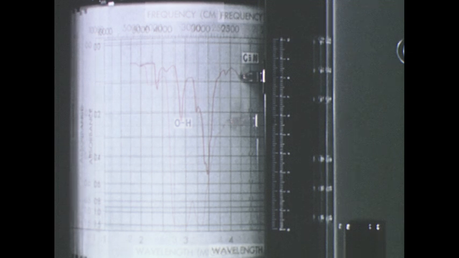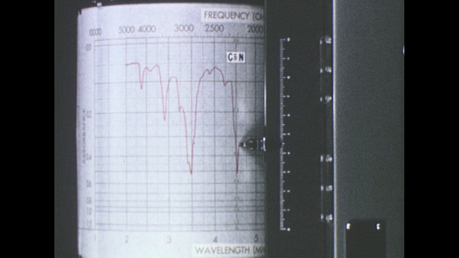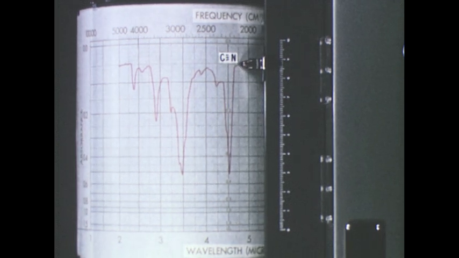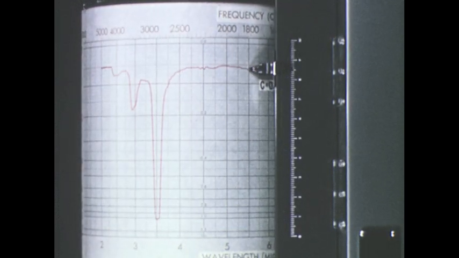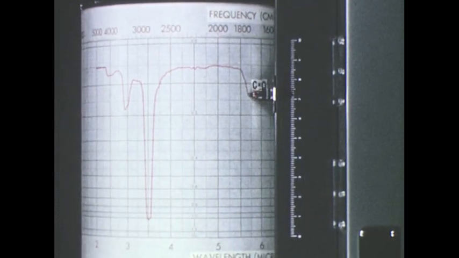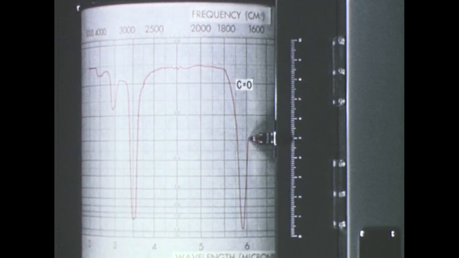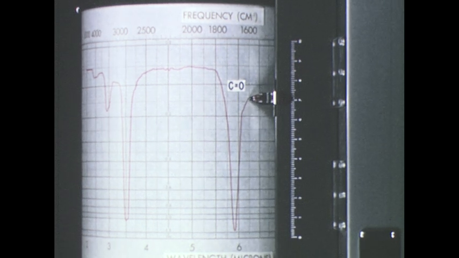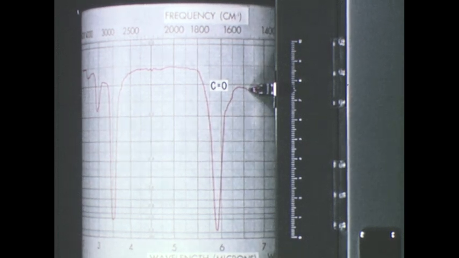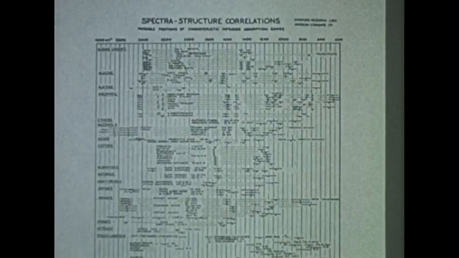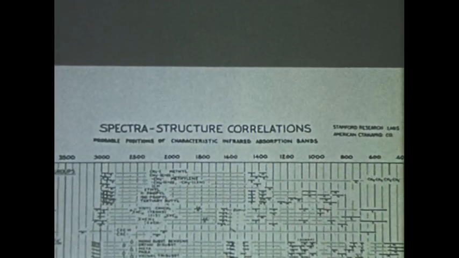The carbon triple-bonded nitrogen group in nitriles causes a strong band at 4½ microns or at 2,300 wave numbers. The carbon double-bonded oxygen group in ketones results in absorption at 5.9 microns or at 1700 wave numbers. A portion of the chart prepared by Norman Colthup of the American Cyanamid Company is shown here with the regions of functional group absorption underlined.